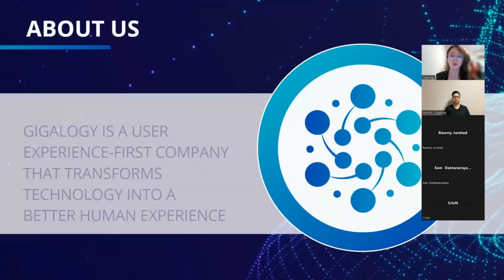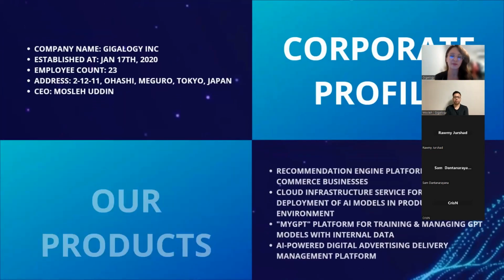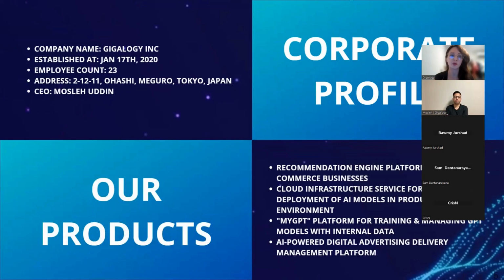So about us, I am the marketing manager of Gigalogy. My name is Perrine Meret, and at Gigalogy, we are a user experience first company. We are transforming technology into a better human experience. Just a bit more about us. We launched the company in January 2020. We're now 23 employees. We are based in Tokyo, Japan. Our CEO is Mosleh Uddin. I will introduce him a bit later.